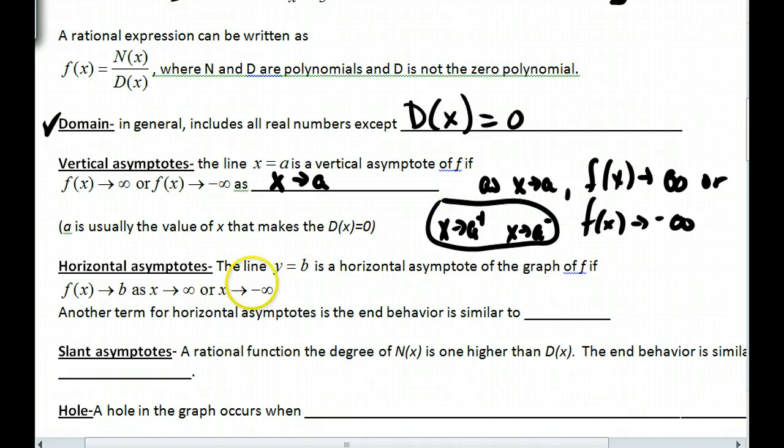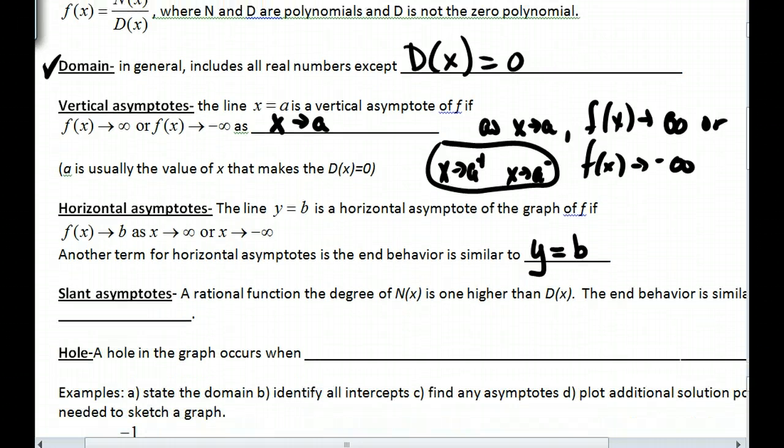Okay, then horizontal asymptotes, the line y equal to b. What is our end behavior? Well, it looks like a horizontal line. Not perfectly, but pretty darn close. That would be y equal to b. And then we have a horizontal asymptote as f of x approaches b as x approaches infinity or negative infinity. And so this behavior is very similar to a line. So y equal to b, that's what it would be similar to.